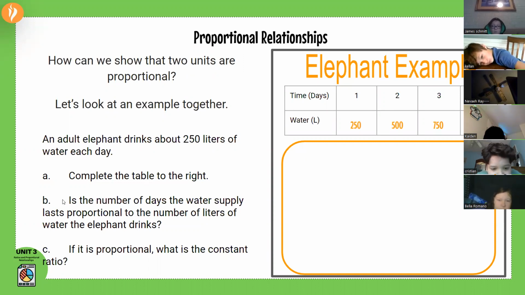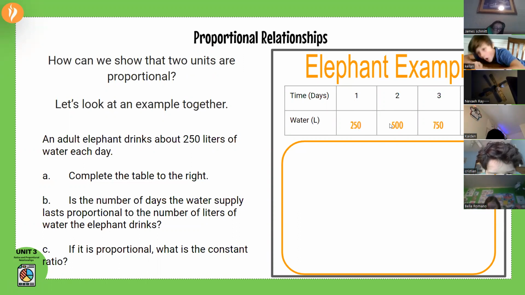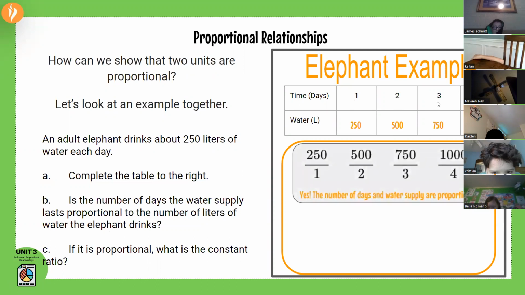So let's look at letter B. Is the number of days the water supply lasts proportional to the number of liters of water the elephant drinks? So if we divide 250 by 1, we get 250. If we divide 500 by 2, we get 250. If we divide 750 by 3, we get 250, and so on and so forth. So does this represent a proportional relationship?